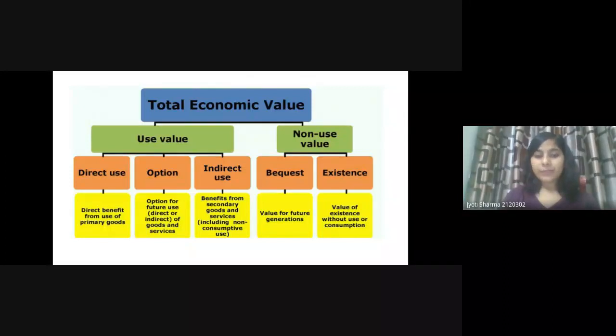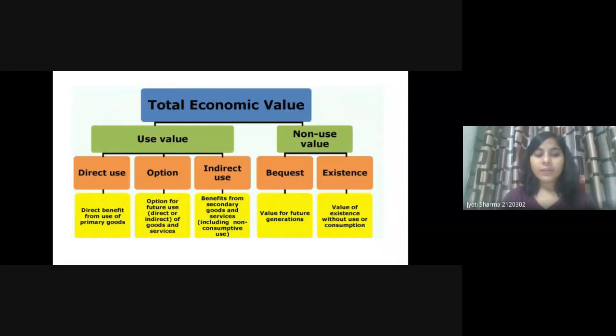So we have two types of value. The one is use value and the second is non-use value. When you are using the resources of the forest, that is, you are using it, and that will lead to a reduction of the products you have in the forest, then it is the use value. If you are not depleting the resources, but you are getting benefit from that forest, then this will be the non-use value.